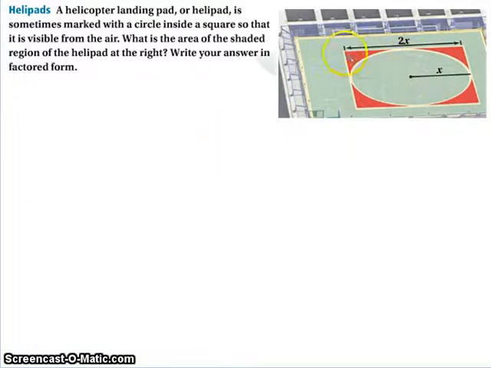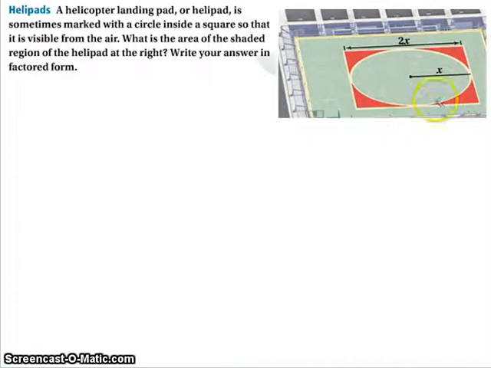Okay. We have a helicopter landing pad. If you've never seen one before, they normally put a square around the outside, and then a circle. I mean, I'm sure that you all take helicopters to school. There is a school in California where most of the students do or have at one point in time taken a helicopter to school, but I don't think I've ever seen that here.